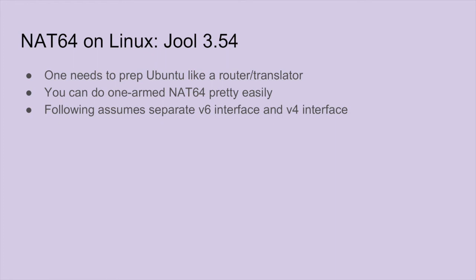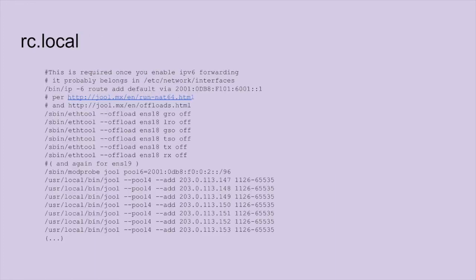So you need to set up your Linux like a router/translator. You can do one-arm NAT64 pretty easily. That's what you do on Raspberry Pi because it doesn't have two interfaces. The following assumes separate v6 and v4 interfaces. So first of all, in rc.local, because I'm a coward and a bad administrator, I put all this stuff. You have to turn off offloading on the NIC because segmentation offloading is bad if you're trying to translate packets.